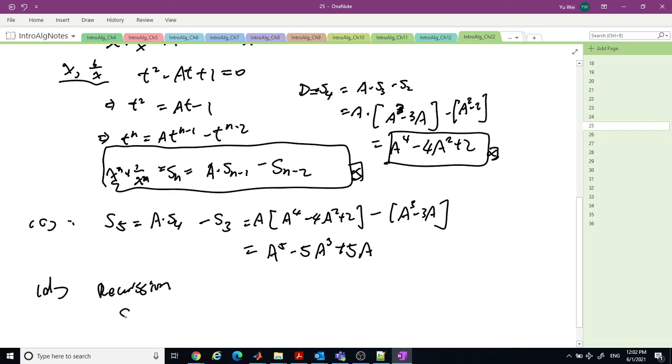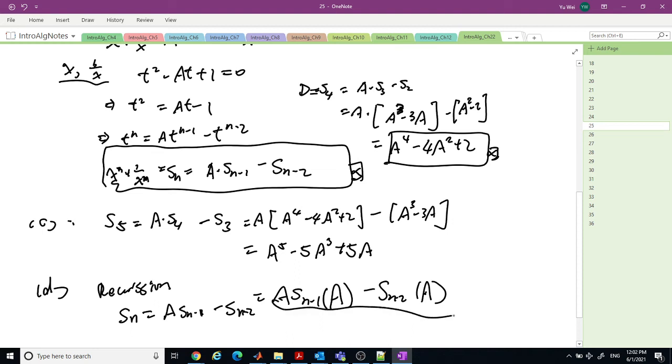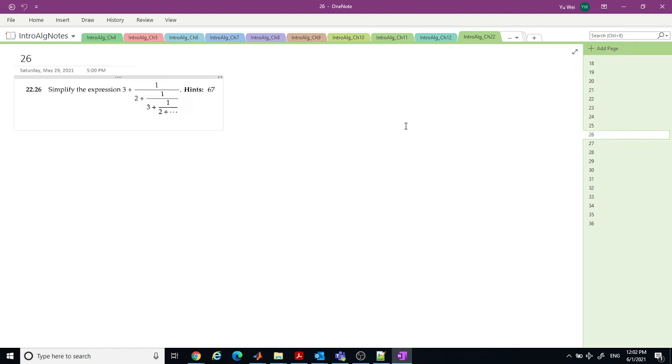So that's why Sn is equal to Asn minus 1 minus Sn minus 2, right? So we know the Asn minus 1 can be in terms of A, and the Sn minus 2 can also be in terms of A. So finally it can all be in terms of A. Okay.